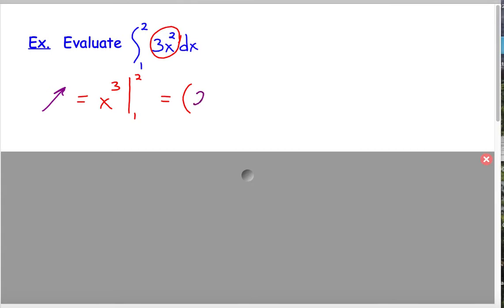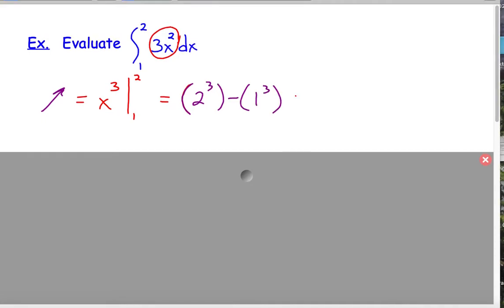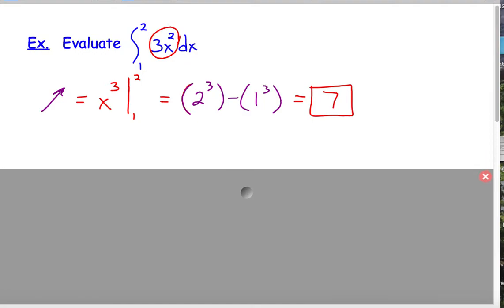So I'm going to do 2 to the third power minus 1 to the third power. And so that's going to equal 8 minus 1, which is 7. So the area under the curve 3x squared between 1 and 2 is equal to 7. Now you might ask, could I have used a different antiderivative? Sure, I could have used x cubed plus, how about 4.78?